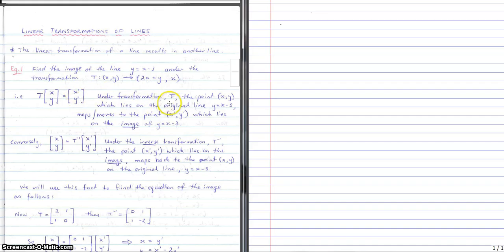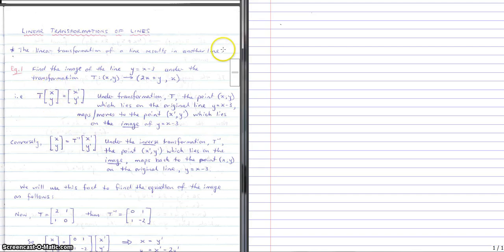What that means is that under the transformation T, the point (x, y), which lies on the original line y equals x minus 3, maps or moves to the point (x', y'), which lies on the image of y equals x minus 3. So there's going to be an image equation, different to the original, which each of the image points lies on. And what I've written here is the rearrangement of this matrix equation.